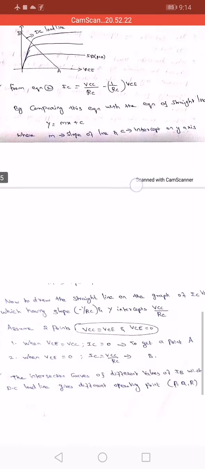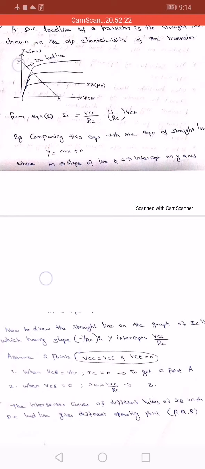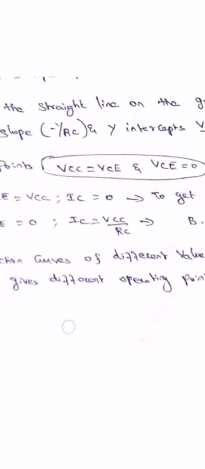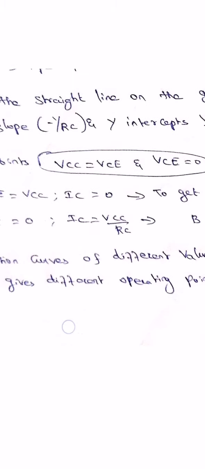To draw the straight line, we need 2 points A and B. For the 2 points, we have to consider two assumptions. One is VCE equal to VCC, another one is VCE equal to 0. So these 2 points are very important for drawing the straight line on the output characteristics of the transistor.